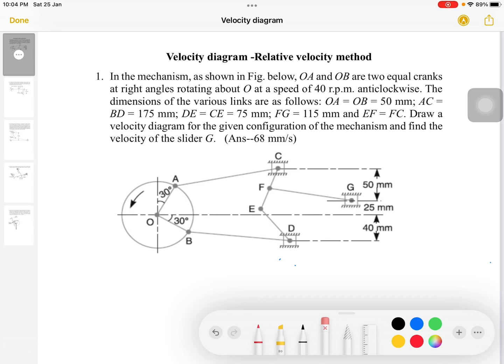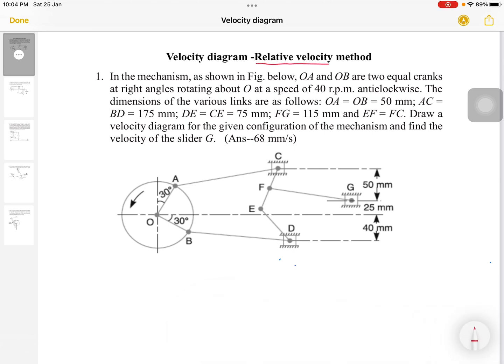Hi everyone. In this video we will discuss how to draw a velocity diagram. There are different methods to draw a velocity diagram. In this video we will discuss how to draw the velocity diagram by using the relative velocity method.